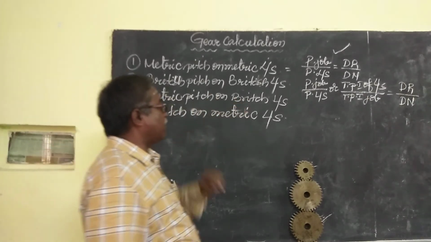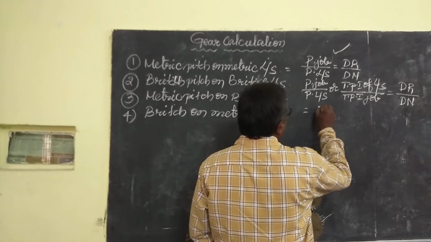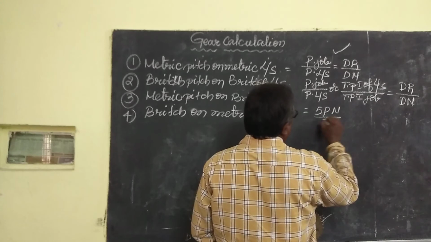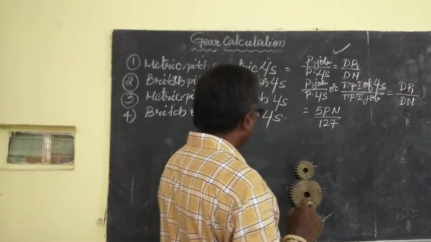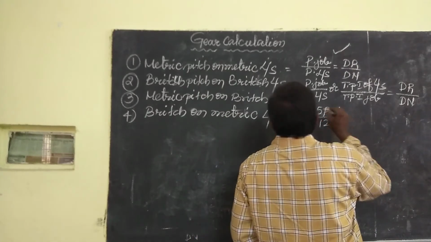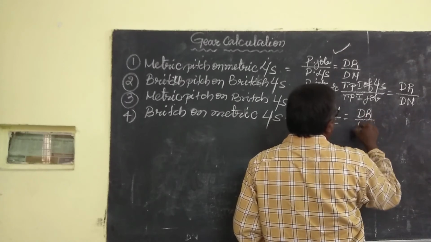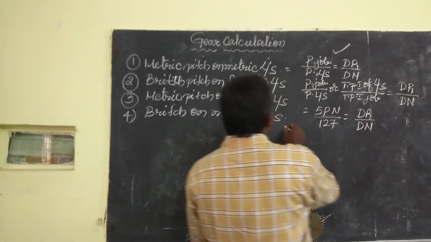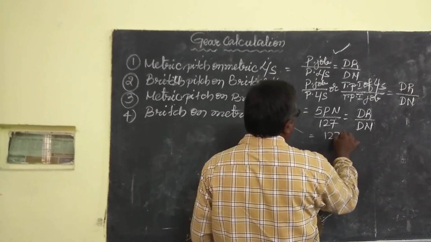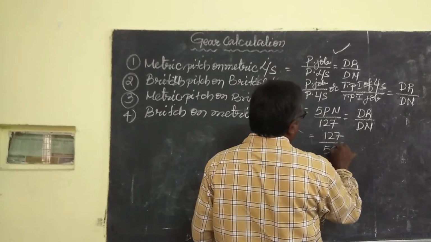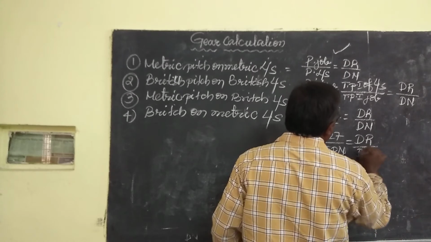Then the third one, British pitch on metric lead screw. Here, 5 pn by 127 is the metric pitch on British lead screw, dr by dn. Then the next one is 127 by 5 pn equals dr by dn.